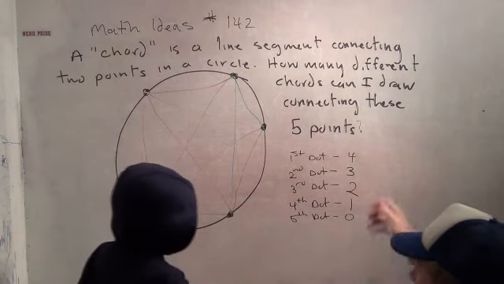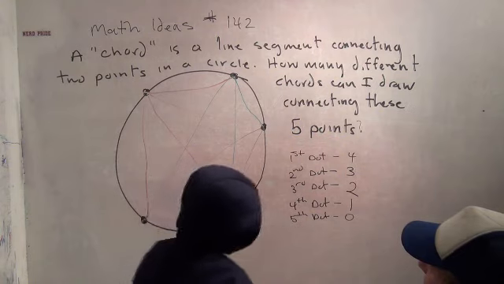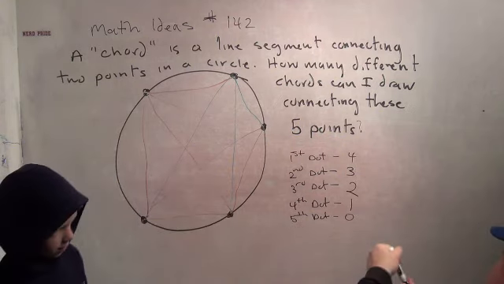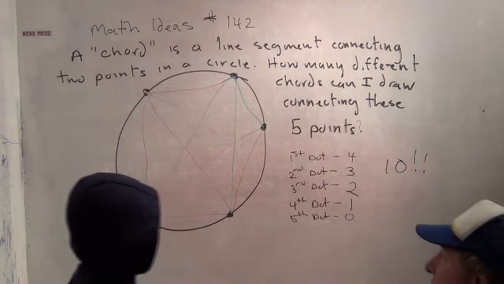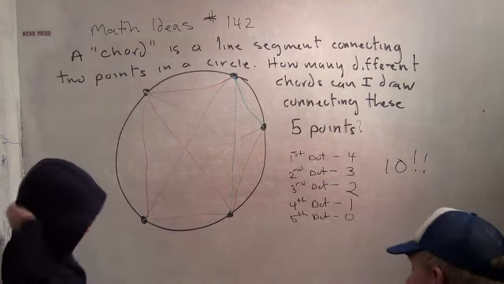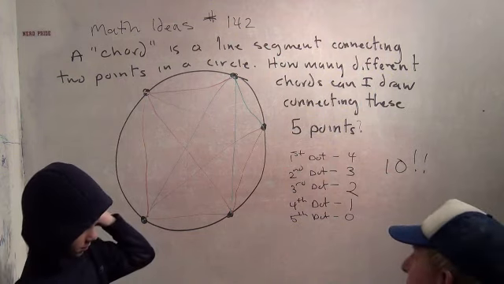Oh, you just add from over here? Okay. 4 plus 3 is 7, plus 2 is 9, plus 1 is 10. You drew 10. Mm-hmm. Good job, honey. That was great. Systematic counting.